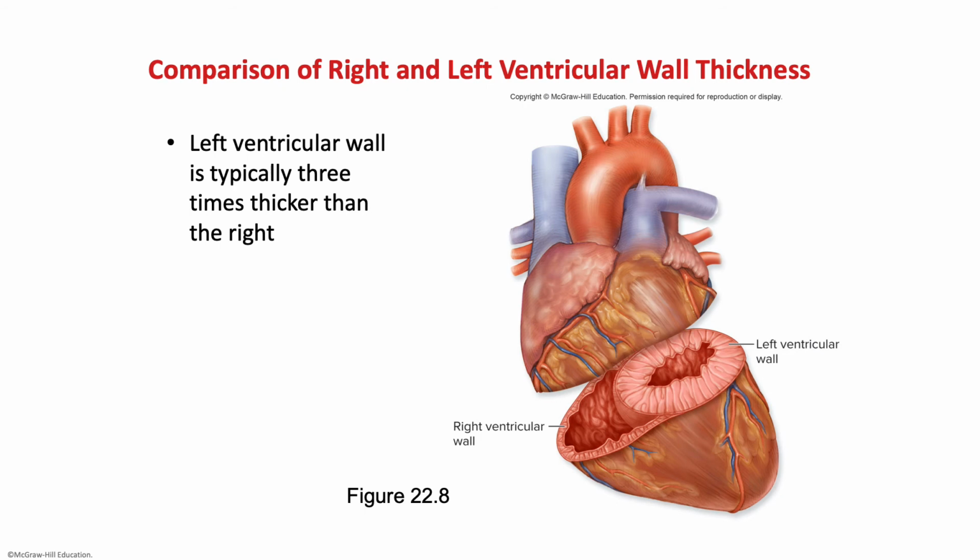Here's just a comparison of the right and left ventricular wall thickness. You can see how your left ventricular wall is about 3 times thicker than the right. And again, that's because it's the pumping action from your left ventricle that pumps blood to systemic circulation.